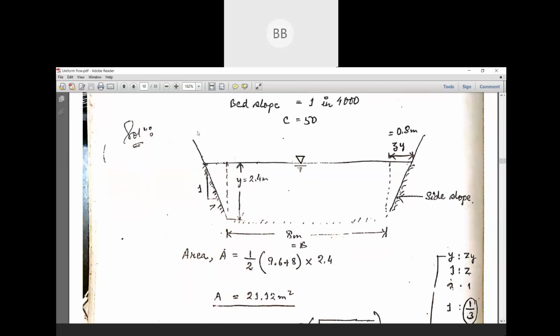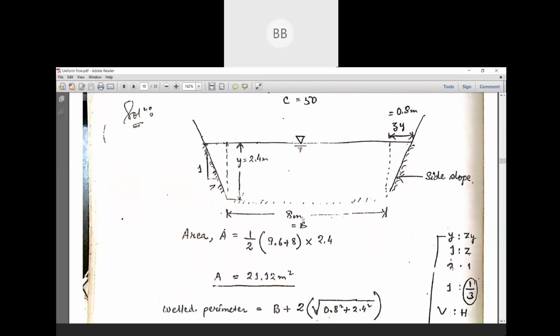Then you draw a trapezoidal channel. And you write down that the width of the channel is 8 meter, depth of flow is 2.4 meter, and side slope is given as 1 horizontal to 3 vertical.